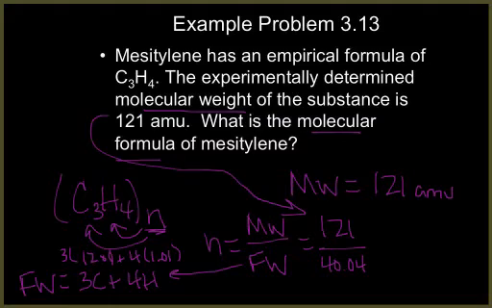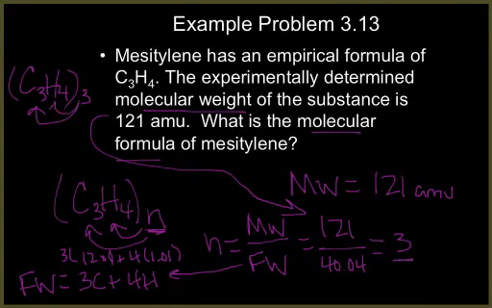So when I do that, I get a 3, and that is my N value on the outside. So now I have C3H4, and like I said, my N value is 3. So now I'm going to multiply each of those by that 3 to get to my molecular formula. So my molecular formula would be C9H12.